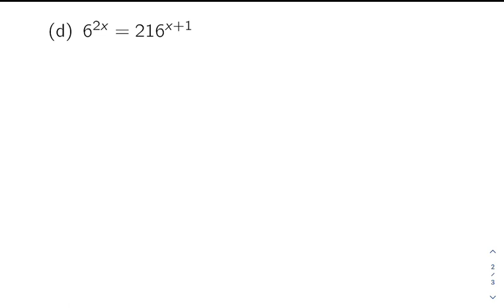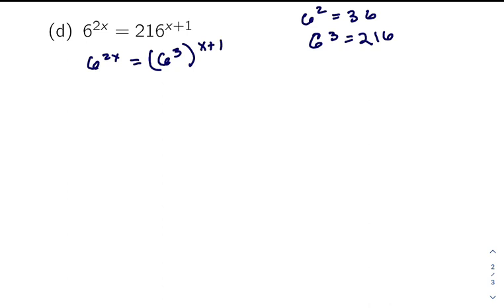In D, what technique do you think we're going to try to use here? It might take a second to realize, but 216 actually is a power of 6. 6 squared is 36, and 6 to the third power is 216. And so I can write the 216 to the x plus 1 as 6 to the third to the x plus 1 power. We can use our exponential rules to write this as 6 to the 3 times x plus 1 power. And now I can go ahead and equate those exponents, giving me 2x equals 3 times x plus 1.